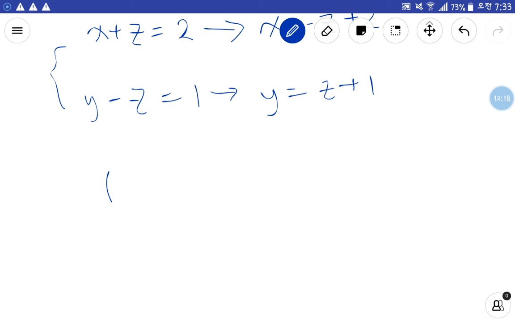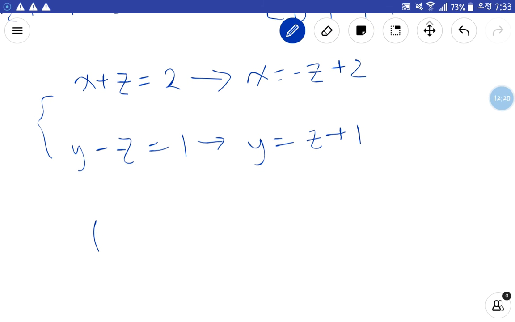Because if you set up any z, then you can determine your x and y in terms of z. So how can you represent your answer this time? Your x would be negative z plus 2. Y would be z plus 1. And then your z is just z. So your answer is infinitely many solutions.